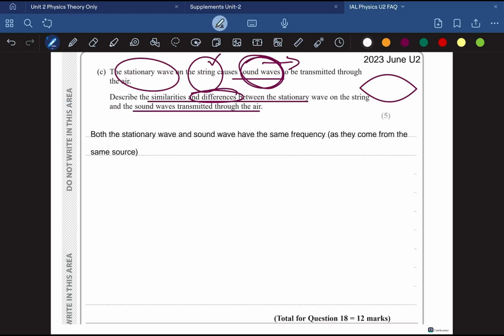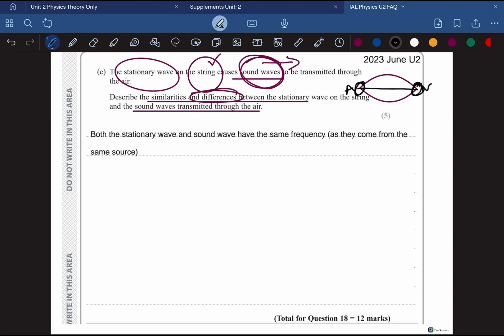And talking about the wavelength, we know for a stationary wave, the wavelength is the distance from one antinode to the other antinode. This is what the wavelength of the stationary wave is. Basically the wavelength doesn't change. Whereas for the sound wave, the wavelength is the distance between two compressions or rarefactions, and it depends on the frequency and the speed. So basically both of them don't have the same wavelength.